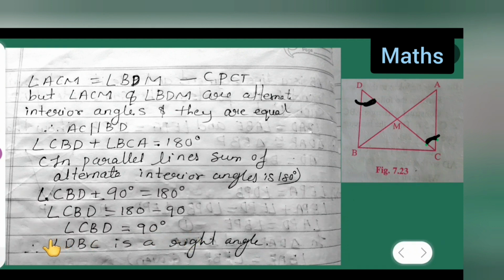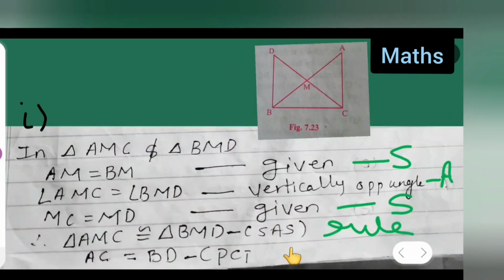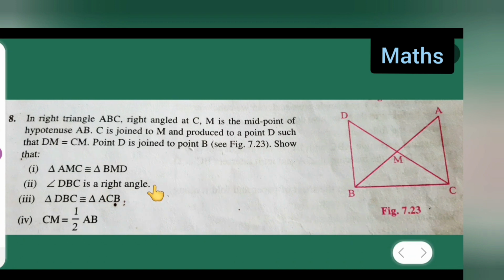So finally you can say that angle DBC is a right angle, okay? Because you all got 90 degrees. So you all can write down that this angle is a right angle. Next, we have now proved the second part also. So we are done with the first part, we are done with the second part. Now let us see the third part, that is triangle DBC.